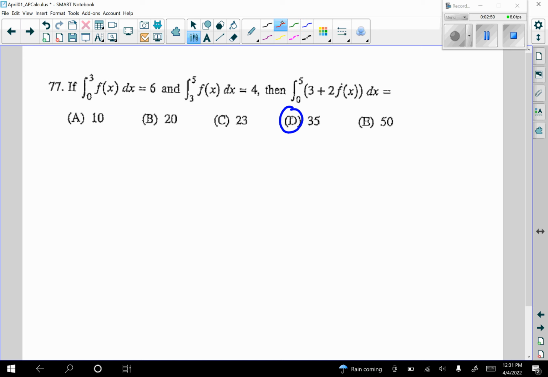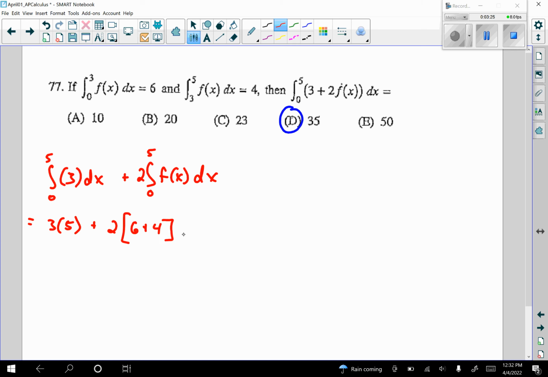All right, for 77, we're looking at the integral from 0 to 5 of 3 plus 2 f of x. So we could separate this into the integral of 3 dx plus the integral from 0 to 5, and we could actually put the 2 out in front of f of x dx. So this first part just becomes 3 times 5. And over here we get 2 times the integral from 0 to 5 of f of x dx, which would actually be the 6 plus the 4. So we get 15 plus 20, and that will give us a 35.